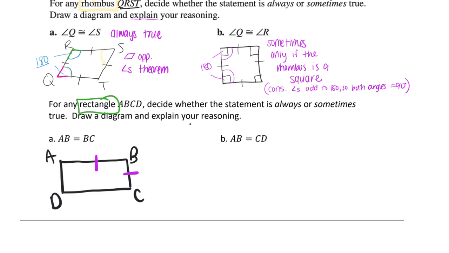So the definition of a rectangle is just that there has to be 90-degree angles. These two sides here, they don't necessarily have to be congruent. Now the opposite sides do, but not these two, right? But there is one case where it would work. It would work if it was a square, because technically squares are also rectangles, and that would satisfy this picture, right? So we'll say sometimes. And then again, I'm just going to say if it's a square.